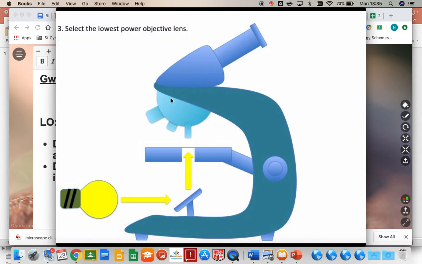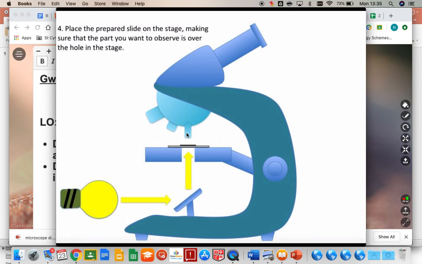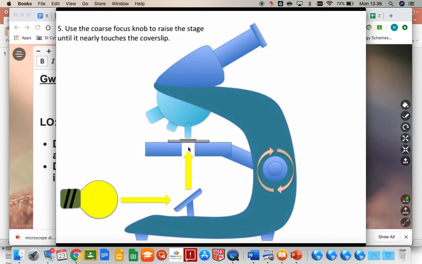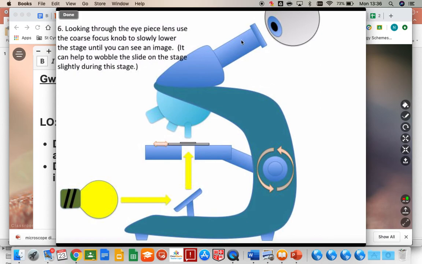Okay, so next stage, you always select the lowest power lens, which is always the smallest one, the most narrow one, and it just makes it easier to focus to start off with. Put your slide on, make sure that what you want to be looking at is right over the hole in the middle of the stage. And then you want to turn this knob so that you bring the stage as close to the lens as you can. Then, and only then, do you put your eye onto it, and then you focus down in the other direction until it comes into focus.